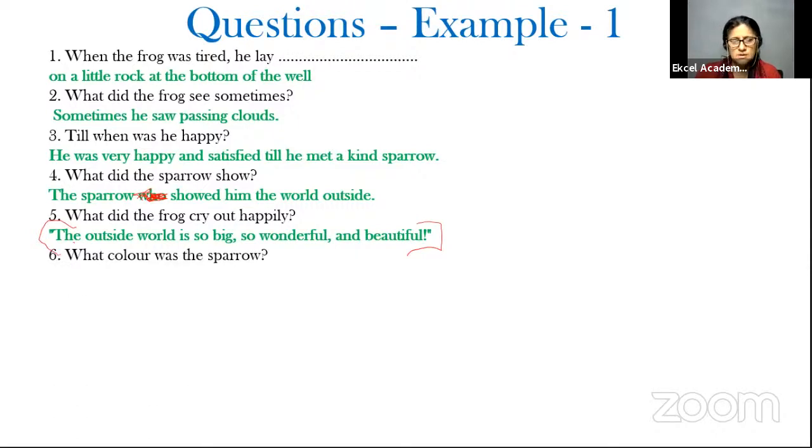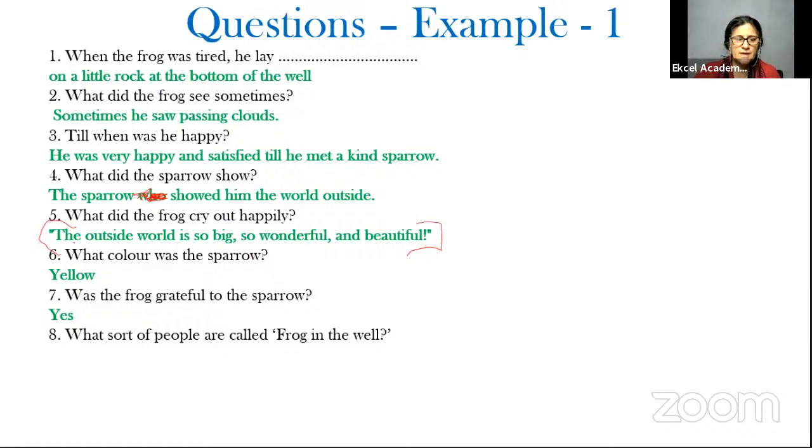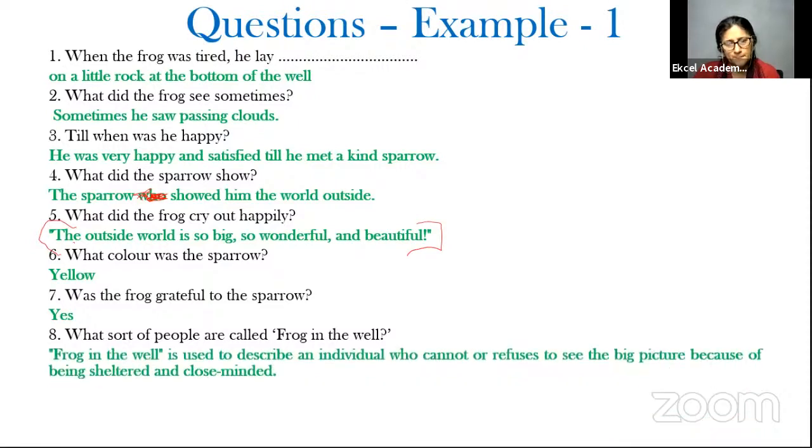Next question. What color was the sparrow? Very simple. Yellow. Was the frog grateful to the sparrow? If you notice, I never use the word grateful anywhere in the monologue, but here you're supposed to comprehend the monologue, the passage, and then give your answer. So some questions are very direct, some expect you to give your own answer based on your comprehension. That's why I told you, for a monologue, you should resort to active or comprehensive listening. This is the gist basically.